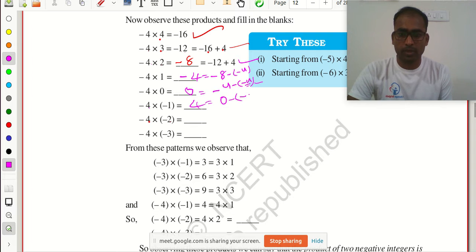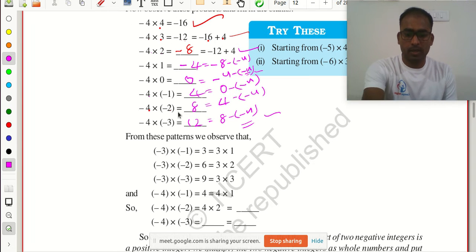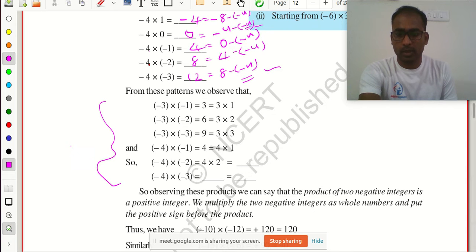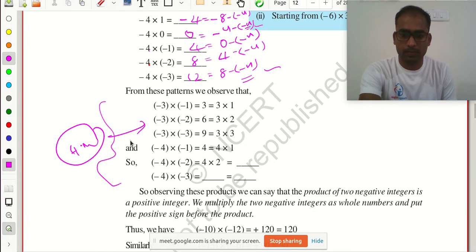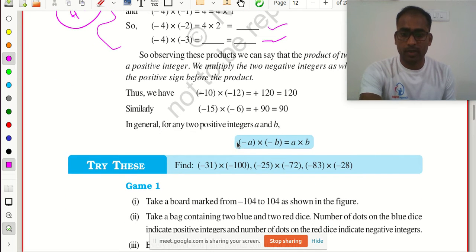But how will we get this 4? 0 minus of minus 4. Then next minus 4 is multiplied with minus 2. I will get the answer as 8. How am I getting the 8? 4 minus of minus 4. Then here I will get the 12, so here 8 minus of minus 4. This is the right way to represent. Clear? Please solve this as homework, and you need to fill these two blanks. And I will tell you the trick also.